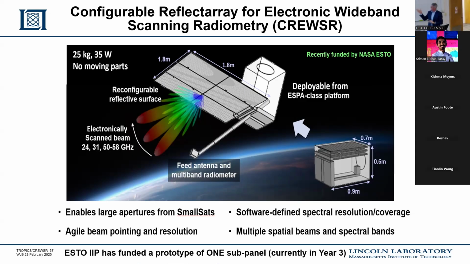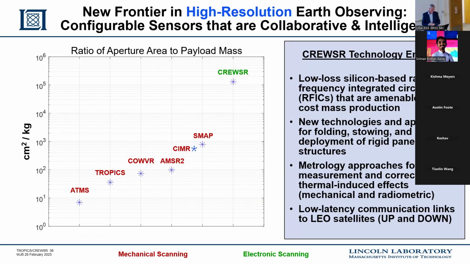So with CREWSR, we're trying to prove that's workable, right? So this is what NASA would call low TRL, technology readiness level. But we're showing that we can do this with 3 independent beams. We're going down to 23 gigahertz with this: 23, 31, and 50 to 58. So this is really a game changer from the point of view of resolution and configurability, how we can use the sensor to make better measurements and operate in a smarter way. Okay, so this is a NASA-funded effort.